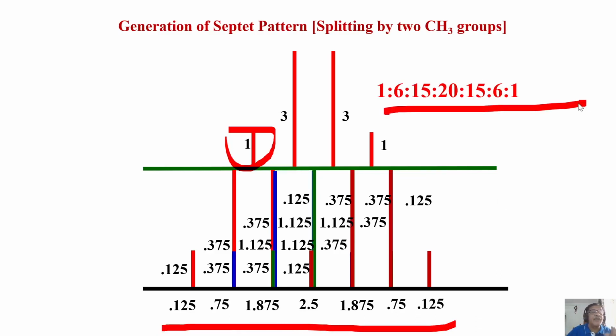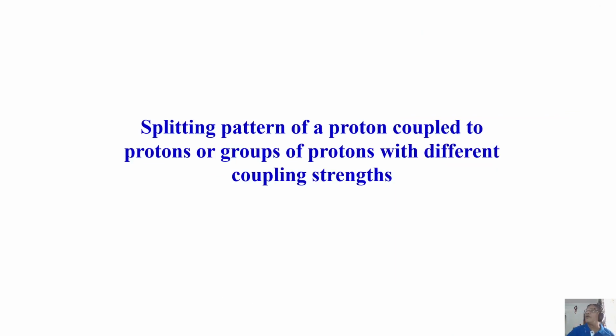So when do you get a septet? When one proton is coupled to two equivalent CH3 groups with equal strength. Two CH3s of equal coupling will give a septet. So far you have understood a lot about how you get the splitting pattern when one proton is coupled to a group of equivalent protons. It could be one CH2, one CH3, or two CH2s, or two CH3s, does not matter. We know how to work out the pattern, and we got several examples: a doublet, a triplet, a quartet, a pentet, a hextet, and a septet. So many things we worked out.